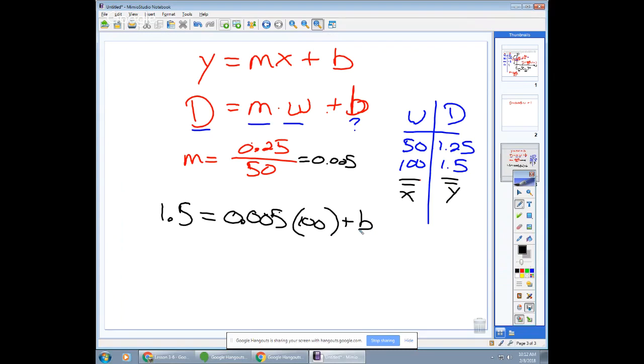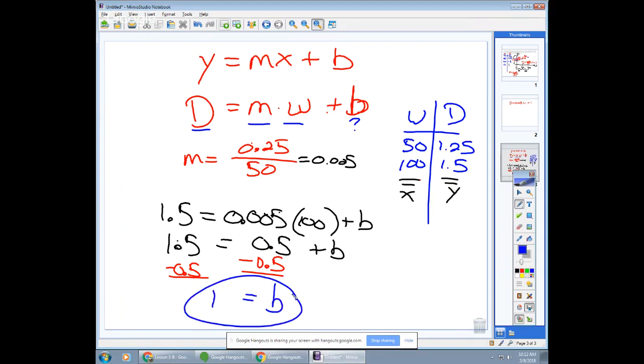So let's see, 100 times that is going to be 0.5. And then I can just subtract that 0.5. And sometimes that's messy and I got to whip out my calculator. Some days I can do it in my head. It kind of depends on the day. So here it looks like, yeah, B is 1, right? So now I've got the starting point. So that's a technique that's going to come in handy. Definitely going to need it on the test next week.